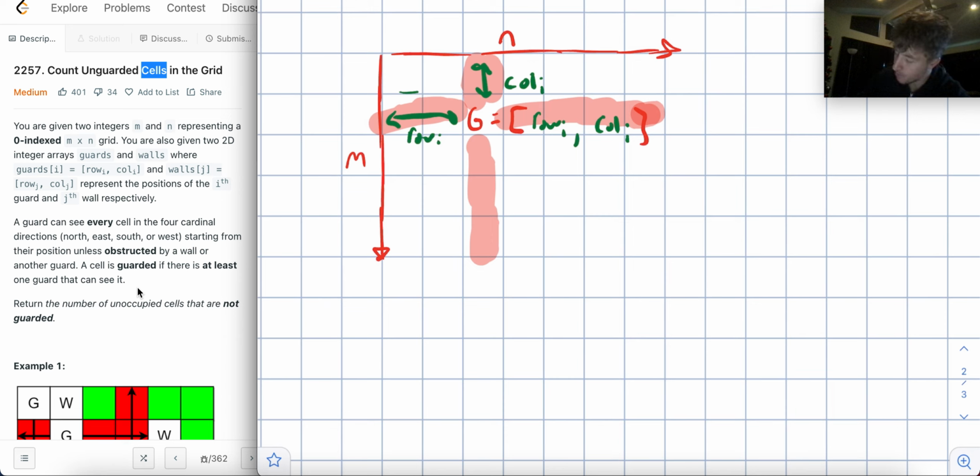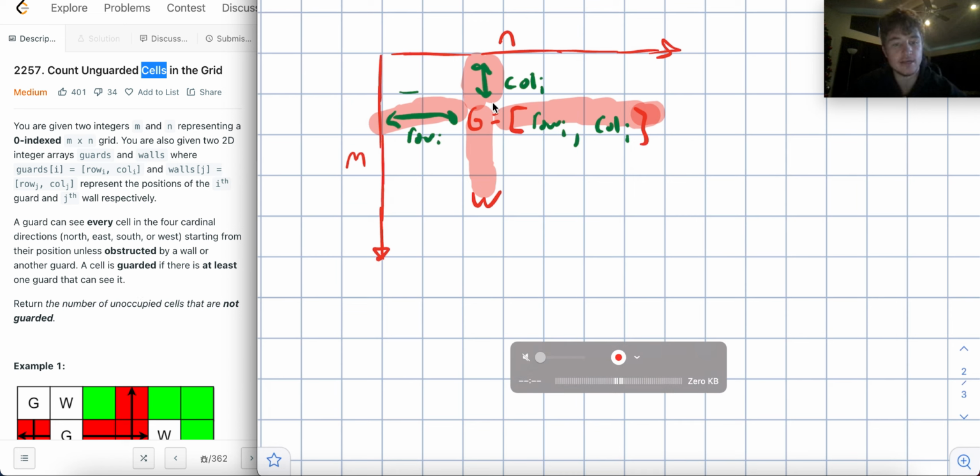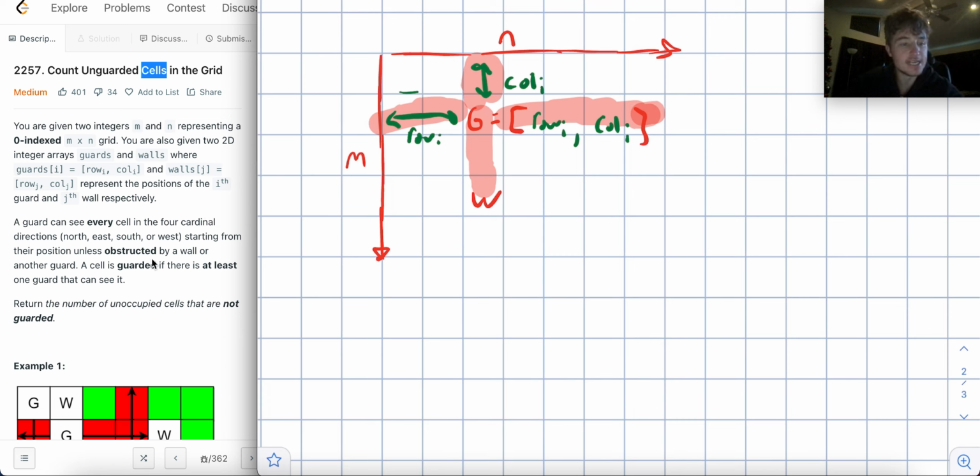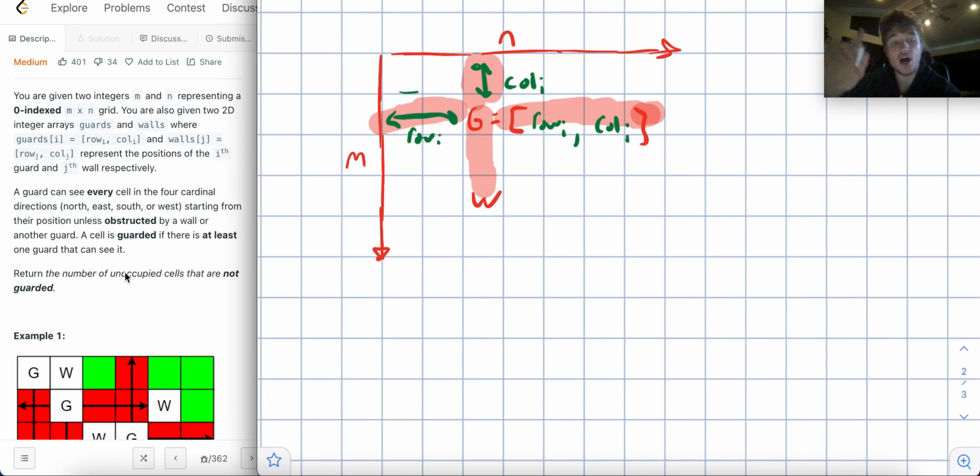So it's possible that we have a wall in some other position, right? Let's say there's a wall here. Well, then this guard can't see past this wall, right? So this wall is obstructing its capacity to see past it. So this is a space here that's open. A cell is guarded if there is at least one guard that can see it, okay? Return the number of unoccupied cells that are not guarded, okay? So that's the number of cells where the guard can't see, right?